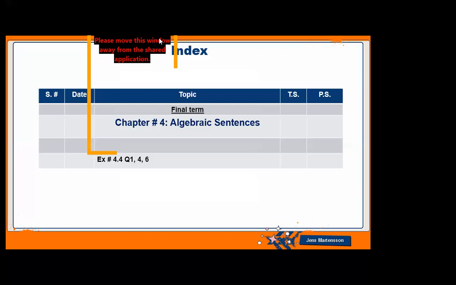I have selected these questions: Exercise 4.4, which is on page number 75, questions 1, 4, and 6. Page number 75.